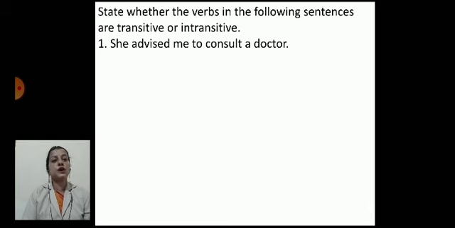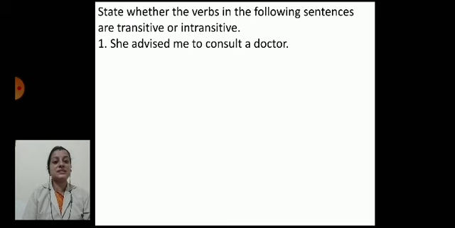Now let's move towards one exercise. Please everyone take out your notebook and start doing this exercise along with me. Let's solve the exercise. You all have to do this exercise of transitive and intransitive verbs in your grammar notebook, so please do along with me. The first sentence here, what is the question? State whether the verbs in the following sentences are transitive or intransitive.